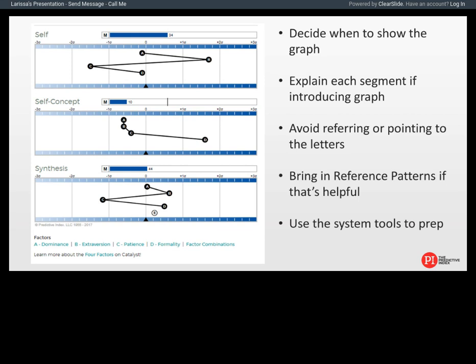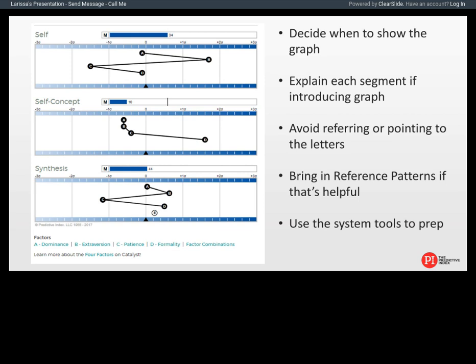I tend to stay away from really focusing and pointing to the graph, because depending on how they're built, they either don't want that much detail or they're going to want more detail, and there's not usually that sweet spot. So referring to it but not using it as your anchor is a really good idea.